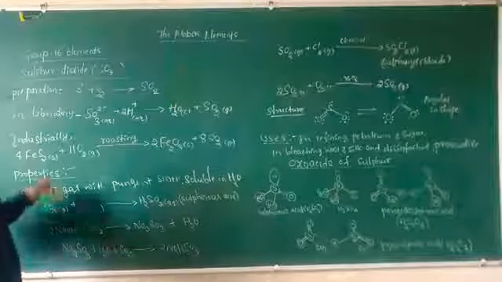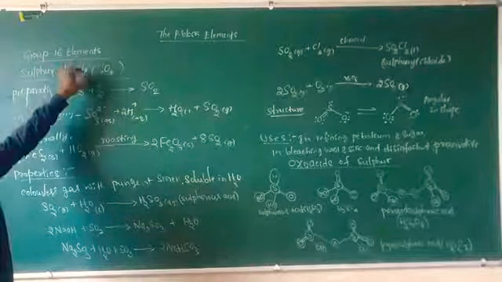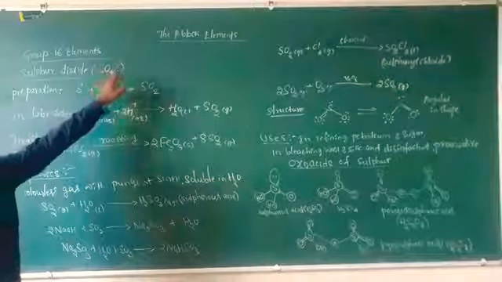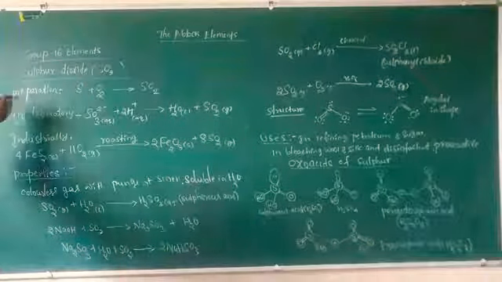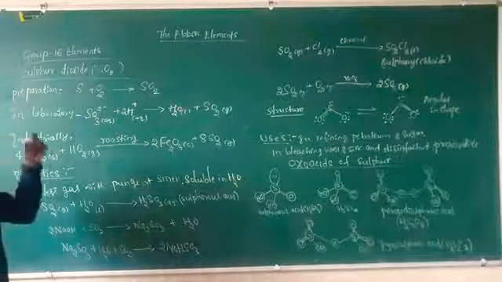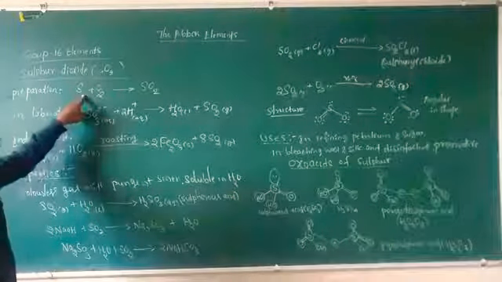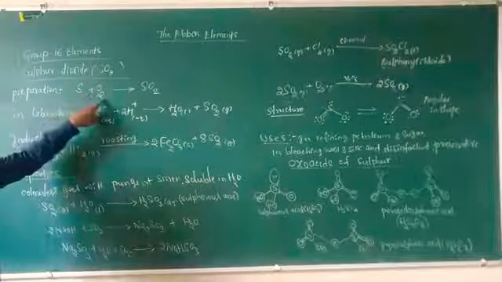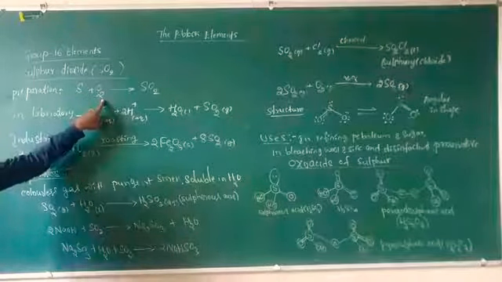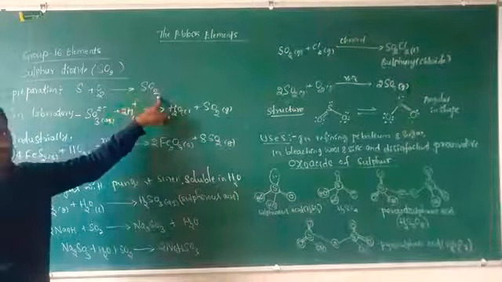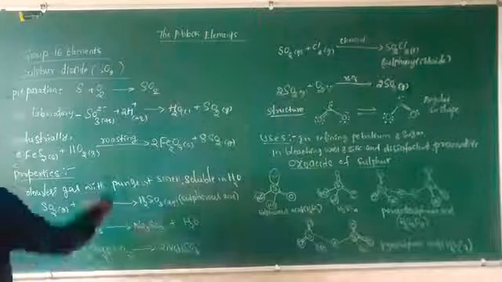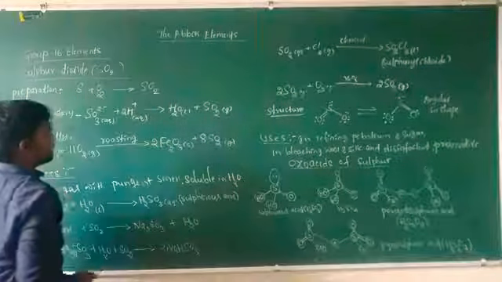Now students, continuing the group 16 elements, next is sulfur dioxide, formula SO2. Preparation of sulfur dioxide from air: heating sulfur in the presence of air or oxygen, dioxygen, gives sulfur dioxide. S plus O2 gives SO2.